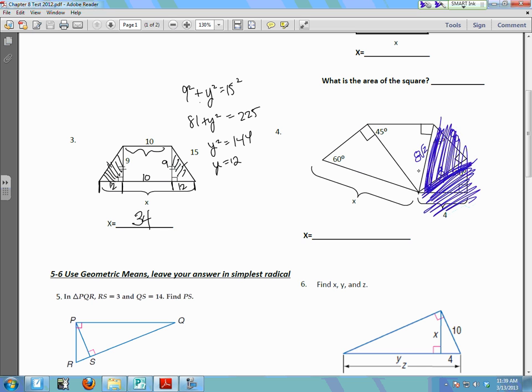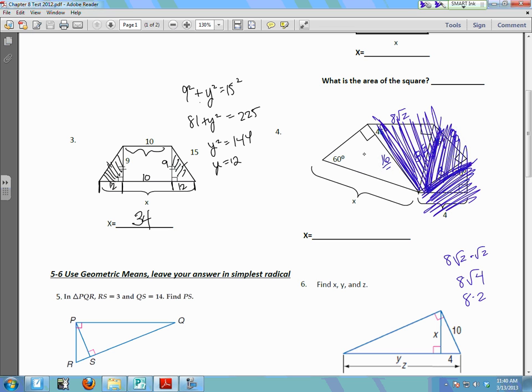This is a leg, 8 radical 2, so this has to be a leg, 8 radical 2. Now, to find the hypotenuse, I take the leg and I multiply it by radical 2. So 8 radical 2 times radical 2 is going to be 8 radical 4, which is the same thing as 8 times 2. So this leg right here has to be 16. Now I'm done with this triangle.